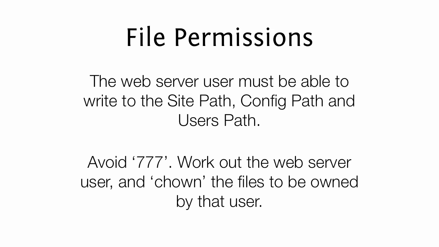We should avoid using permissions mode 777, which basically removes all of the security. Instead, we're going to work out the web server user, and then we're going to use chown to change the ownership of the files so that the web server can write to them. On the example Ubuntu server, the web server user is www-data, so that's the user we're going to make own the files. But again, we'll look at that in a bit more detail when we get into the install.